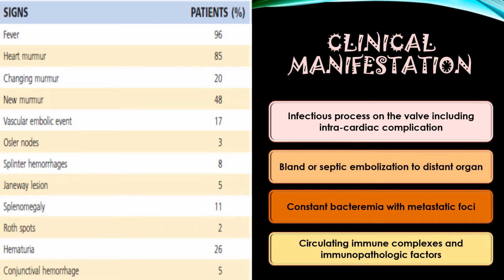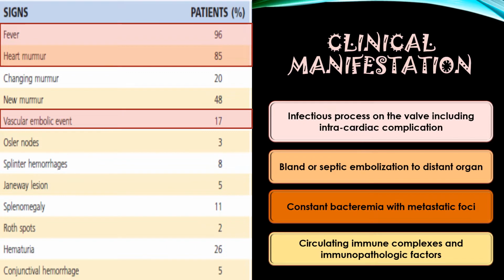This is the mechanism of the infectious process directly on the valve, through cardiac complications, maybe causing a murmur from stenosis of the valve or regurgitation. Another mechanism we call the vascular embolic event. The vegetation at the valve can throw emboli to distant organs, the brain, the spleen, or the skin.